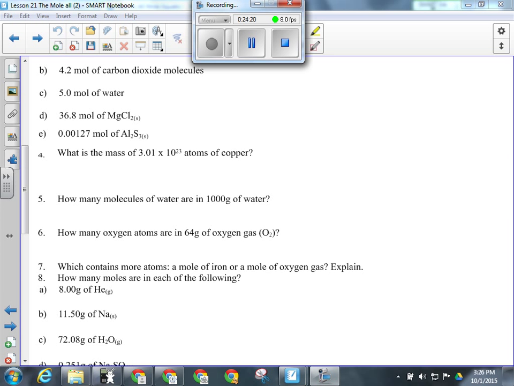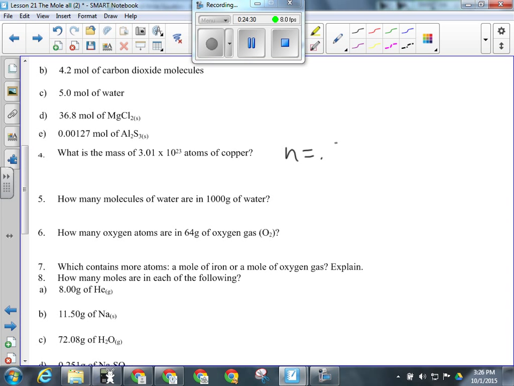Now, I'm not even going to bother punching that into my calculator. I can look at this right now and know it's exactly half a mole. This is exactly half of Avogadro's number, since his is 6.02. So n equals 0.5 moles. They told me it's copper, so I look up copper's mass, 63.55. So I know big M.